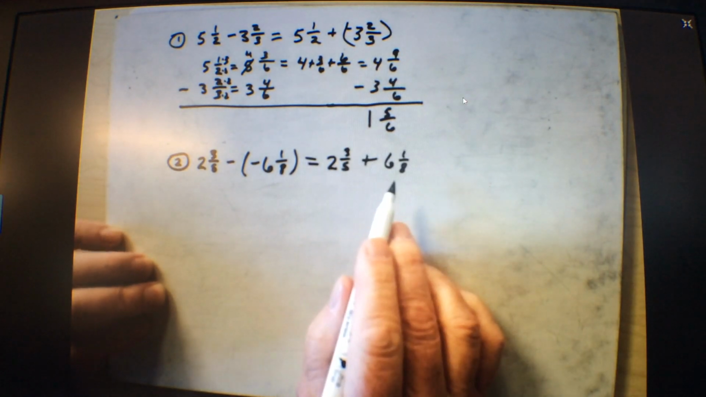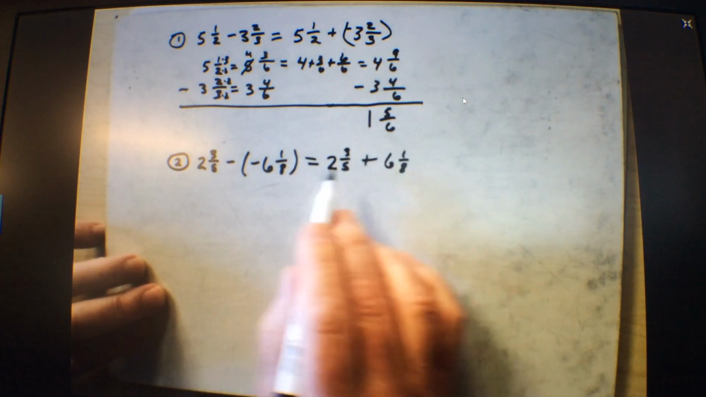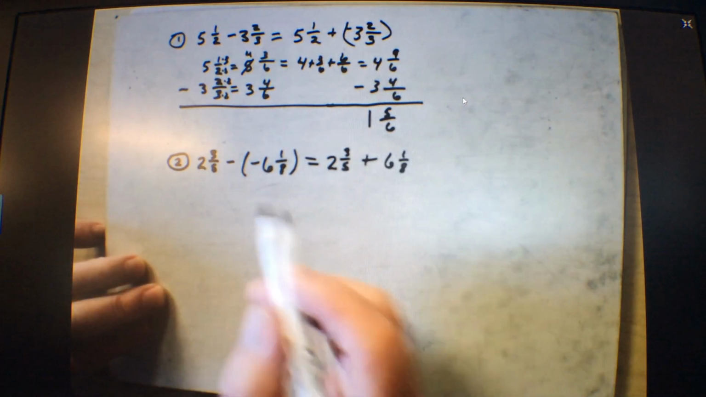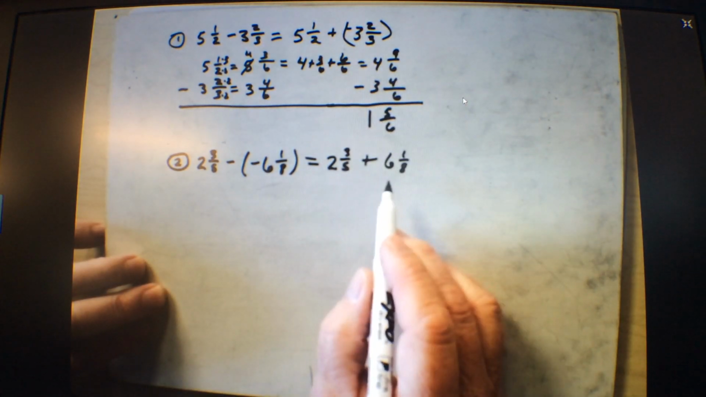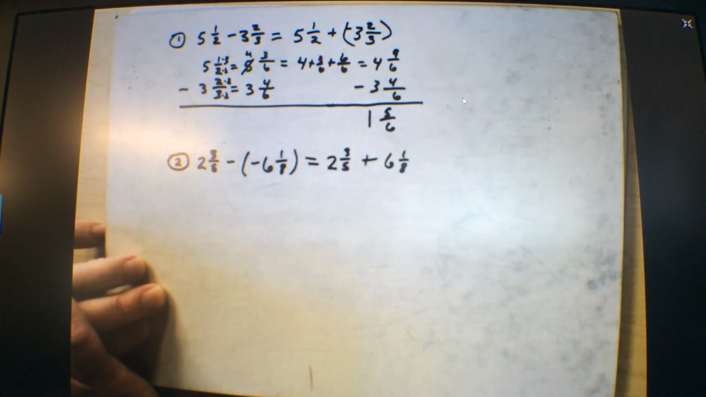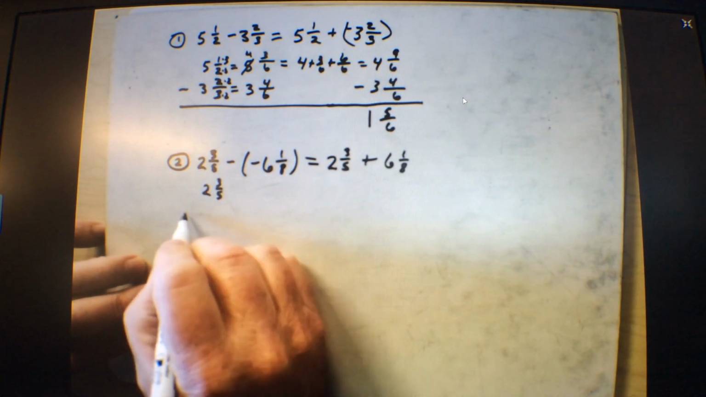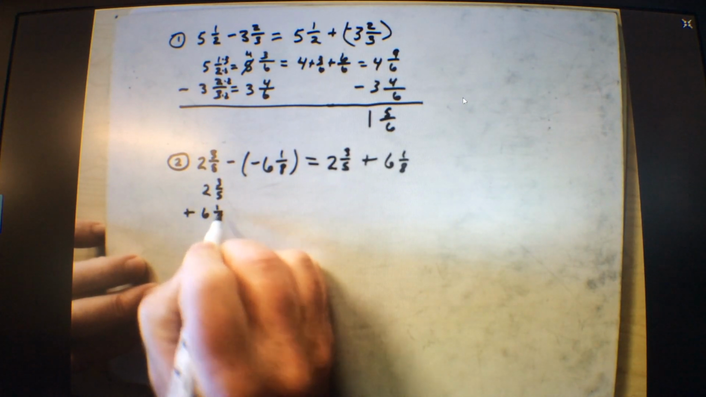Olivia, so I just take the sign, which is positive, and I add that, right? The biggest problem is if they were both negative, I forget to put the negative down there, okay? That's the problem. So don't forget your negatives. So 2 3/5 plus 6 1/8, okay?